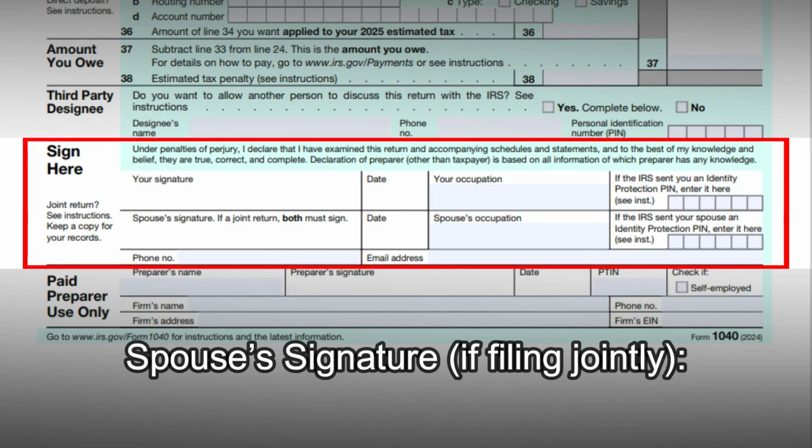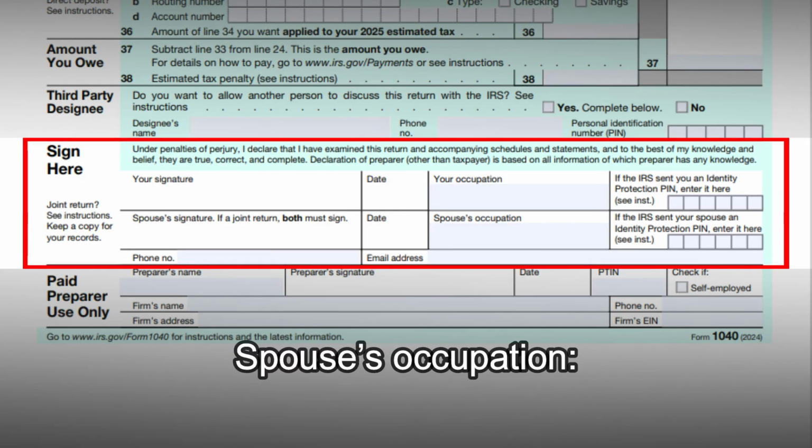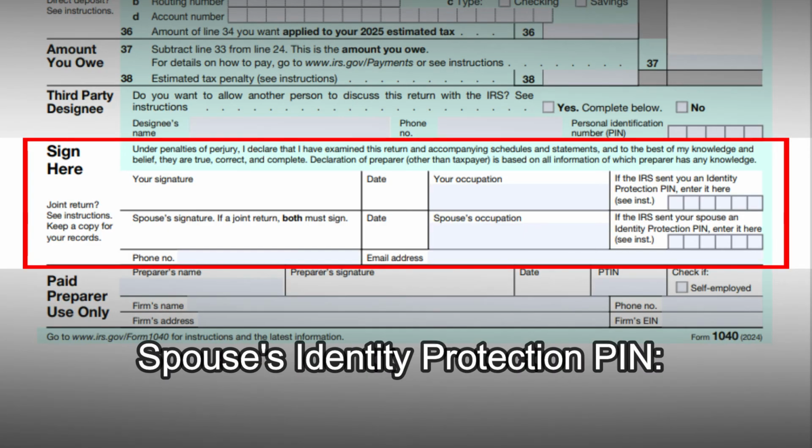Spouse's signature. If filing jointly, if you are filing a joint return, your spouse must sign here as well. Date. Your spouse signs and dates the return. Spouse's occupation. Similar to your occupation, your spouse should list their job or occupation. Spouse's identity protection PIN. If your spouse received an identity protection PIN from the IRS, they should enter it here.